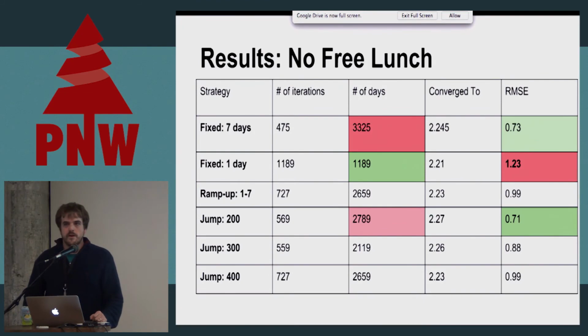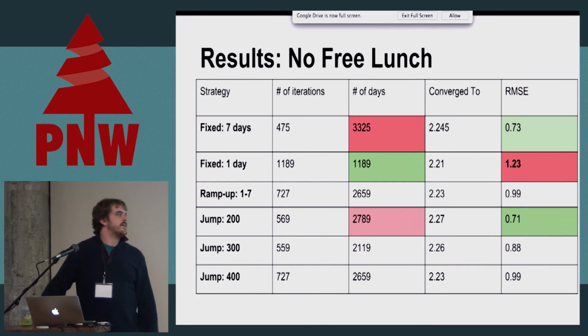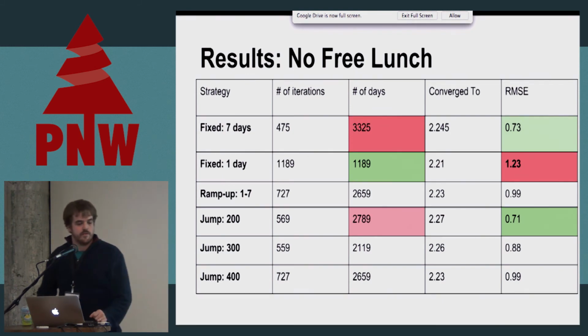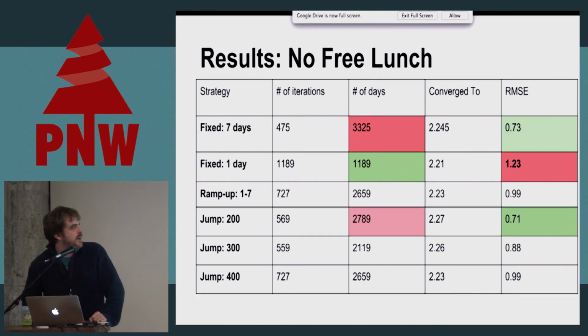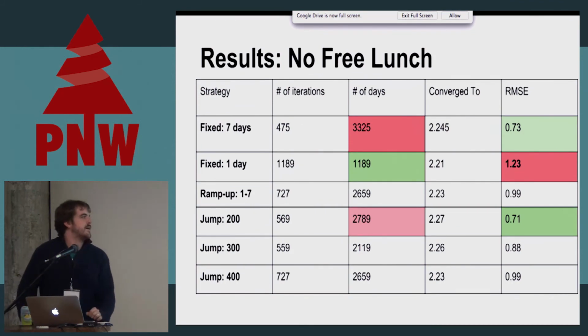The results are that there's no free lunch. The things that do really well in terms of the error, like the fixed, if you just do 7 days fixed, the error is very low, but it takes forever. That's literally almost a decade of time waiting for this thing to converge, which would be terrible, right? 1 day converges very fast, but it has a terrible error. I mean, that's way off the mark.